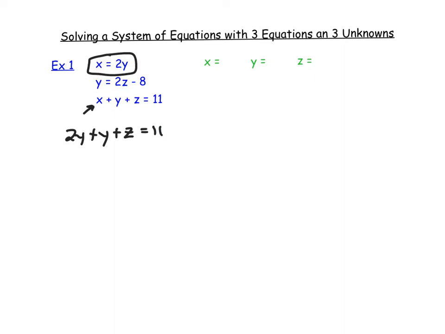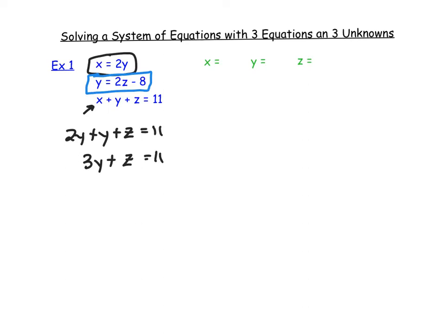So now what I did was I took that first equation, plugged it into the third, and now I only have 2 variables. My goal is to get down to just one variable, or one unknown, I guess is what it's technically called. Then we can solve for that one unknown, and then we start plugging stuff back in and figure out the other unknowns. Before I continue, I'm going to combine 2y plus y, which is 3y. So 3y plus z is 11.